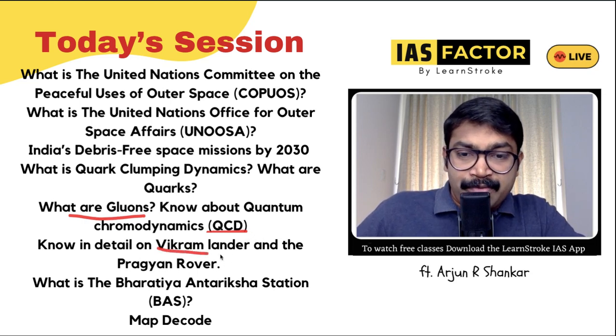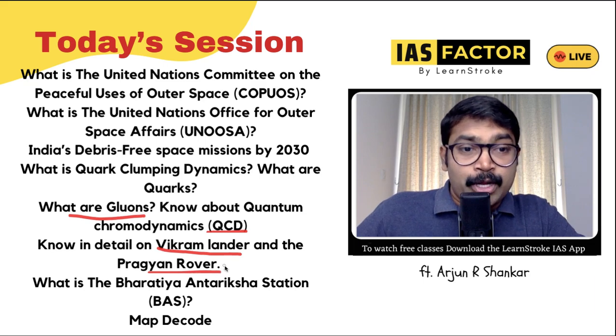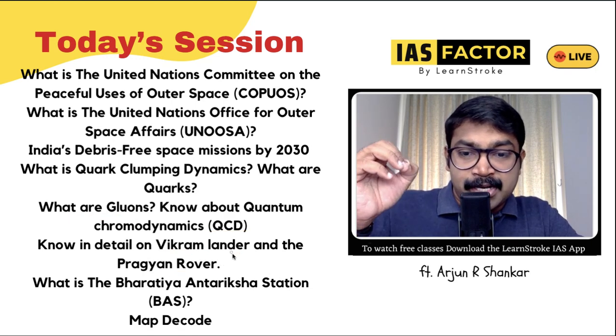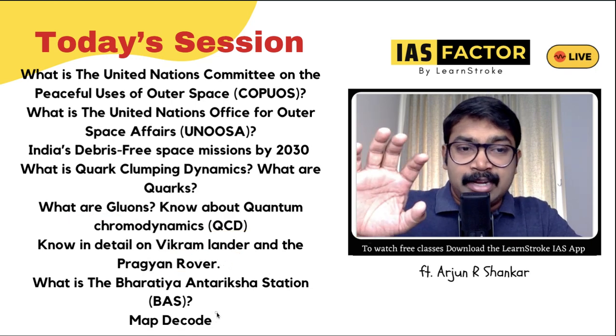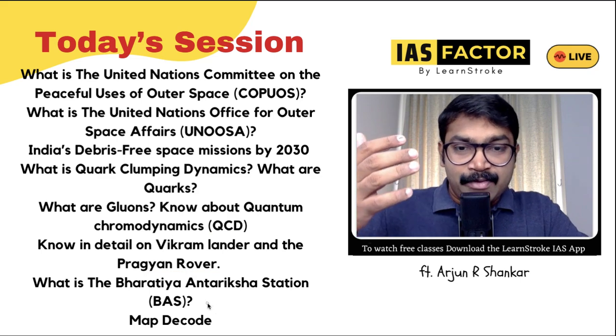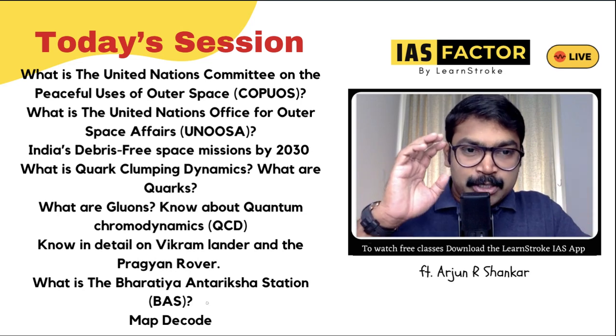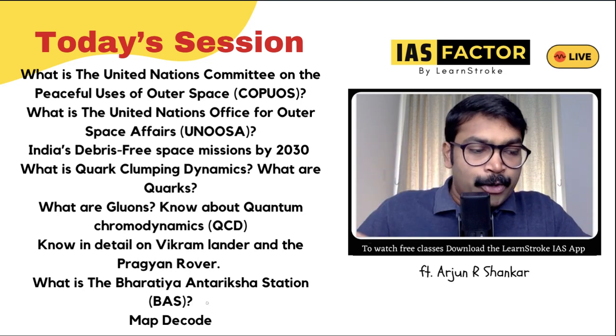And know about the Vikram lander and Pragyan rover. What are they and what are their functions? And the last one being the Bharatiya Antariksha Station, or BAS. And lastly, we have a map. Like every class, there will be a map decoding session. So a lot of topics to cover. So let's not waste time and let's immediately go into each and every topic.